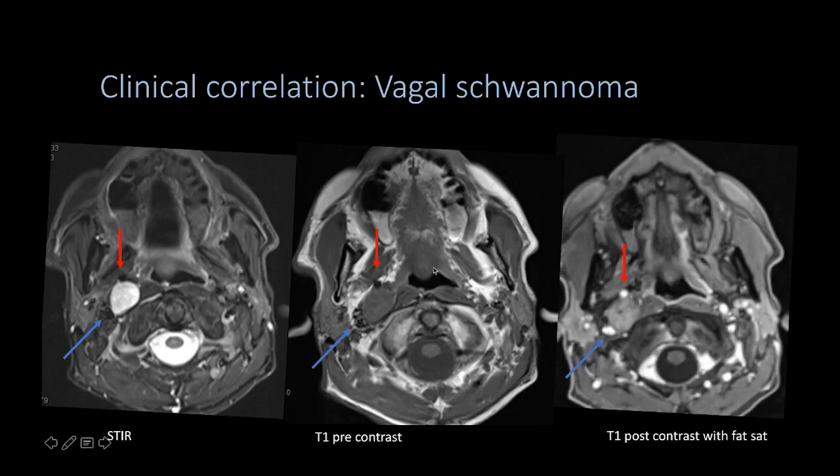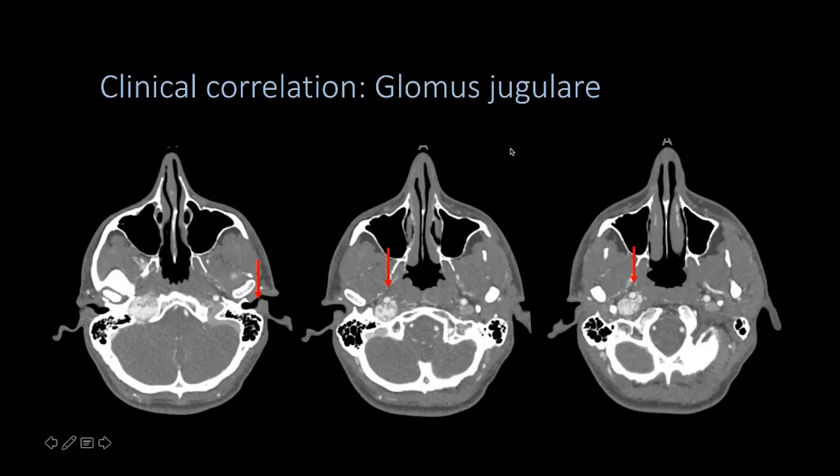So here we see a well-circumscribed T2 hyperintense lesion, and what you want to notice is that it's splaying the internal carotid artery superiorly and the internal jugular vein laterally. And remember, as opposed to that deep parotid space lesion, which was displacing these posteriorly, we have elevation of the internal carotid artery. So this is a classic appearance for a vagal schwannoma.